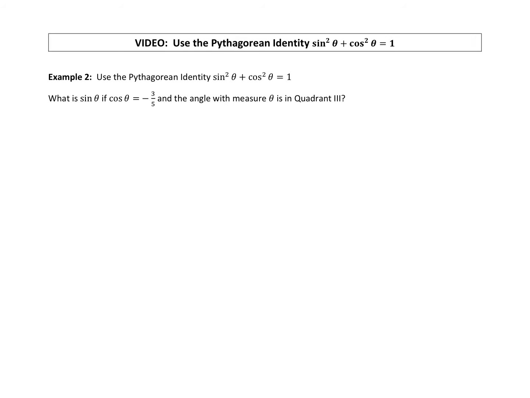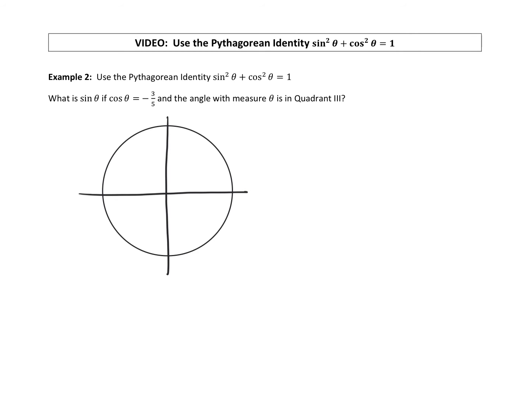1. So what is the sine of theta if cosine of theta is equal to negative 3 over 5 and the angle with measure theta is in quadrant 3? So we're going to draw a coordinate plane and our unit circle like we've been doing. Let's go ahead and just acknowledge this is a 1 and a negative 1. That's a positive 1, that's a negative 1 down there.